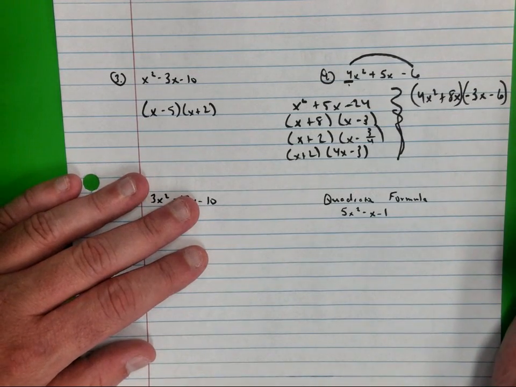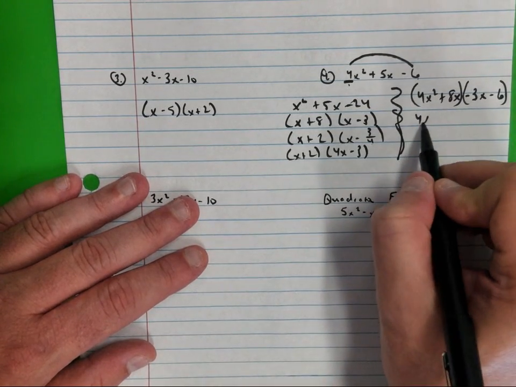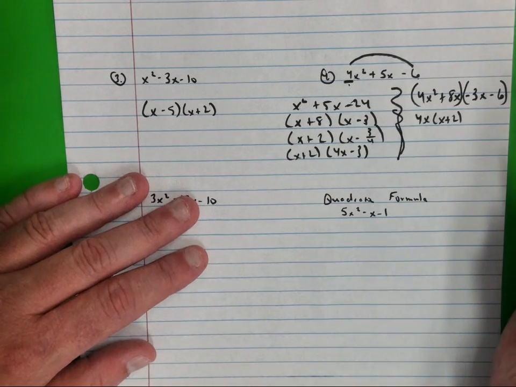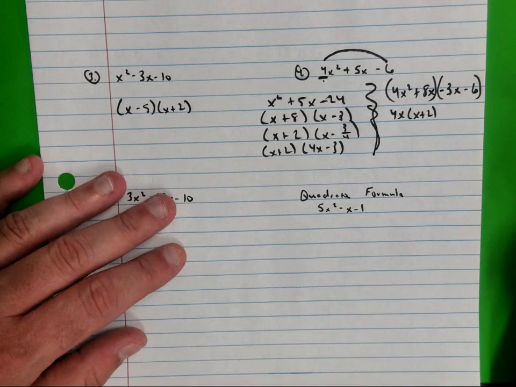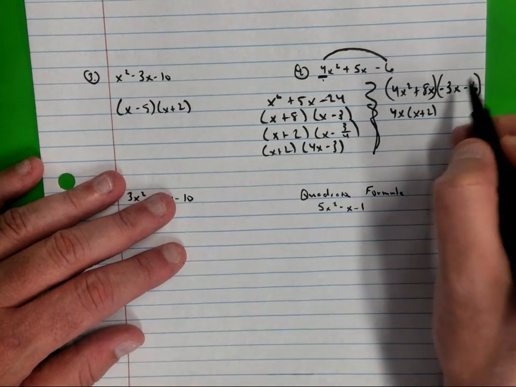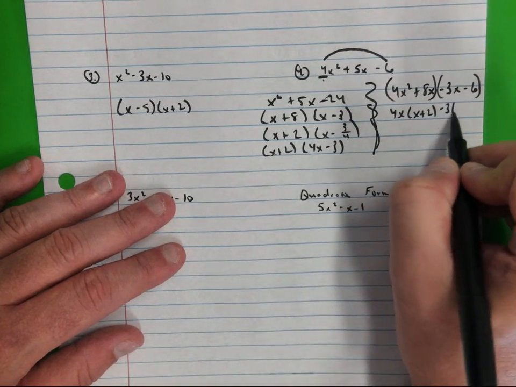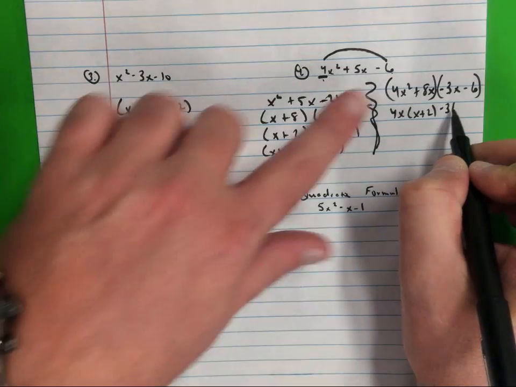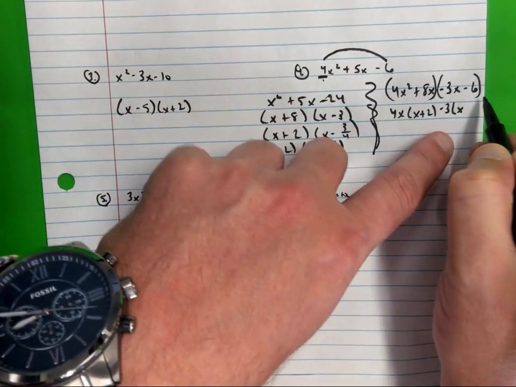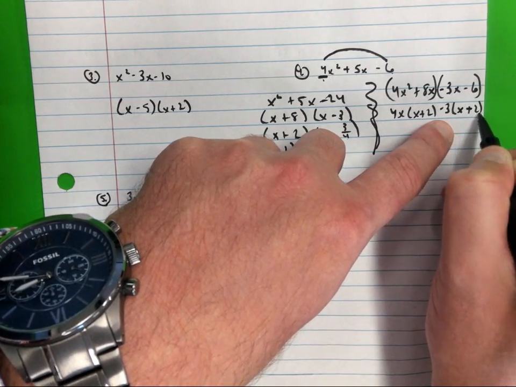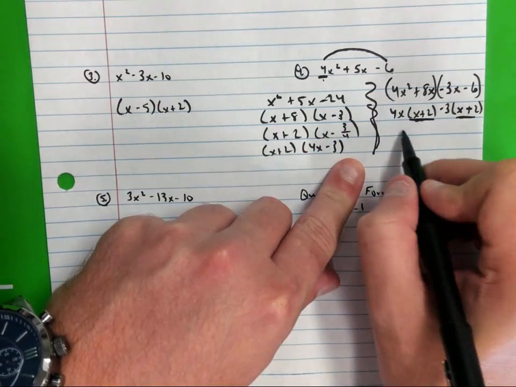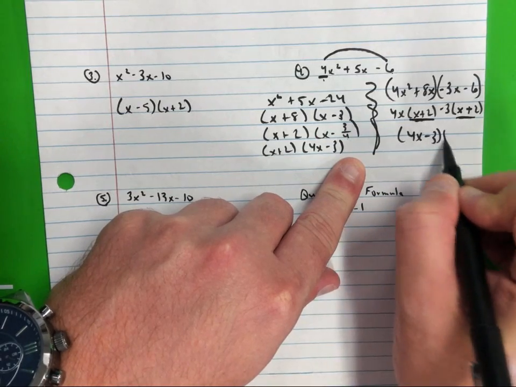What can I take out of that first term? 4x. And that leaves me x plus 2. Well, do I take a positive or negative out of that second parenthesis? A negative, because that first term is negative. So that's going to be a negative 3. Negative 3x divided by negative 3 leaves me a positive x. Negative 6 divided by negative 3 leaves me a positive 2. Did I do it correctly? Do you see how I got the same thing both ways?